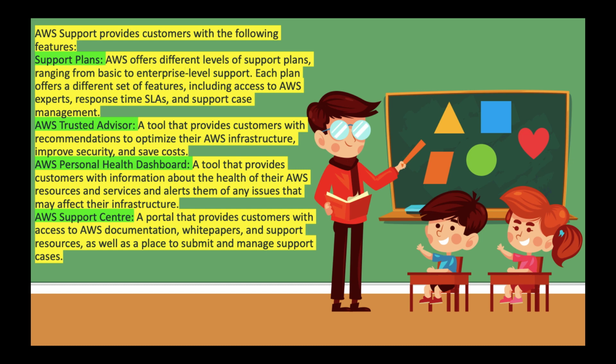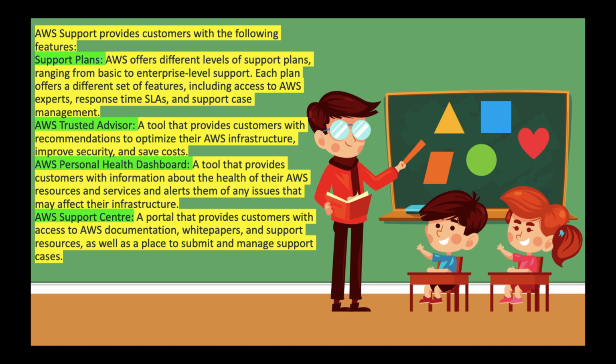Automated alerts. AWS Budgets sends automated alerts to users when their actual or forecasted AWS usage and costs exceed their set budget thresholds. These alerts can be sent via email or through Amazon Simple Notification Service, SNS. Forecasting. AWS Budgets uses forecasting algorithms to predict future AWS usage and costs, and helps users set accurate budgets based on historical trends and usage patterns.